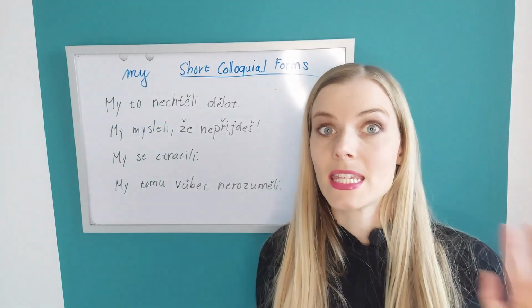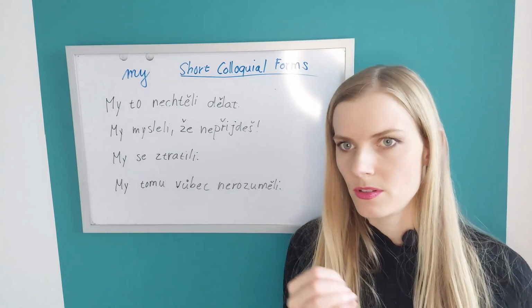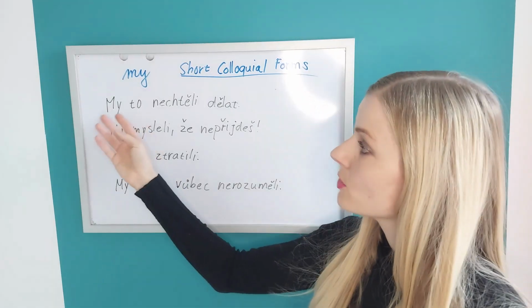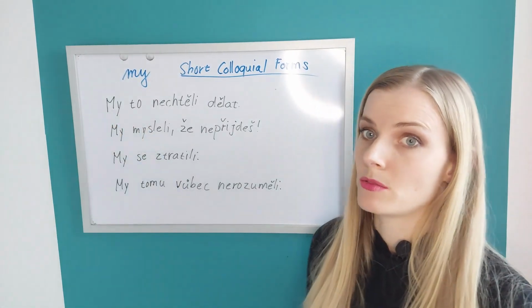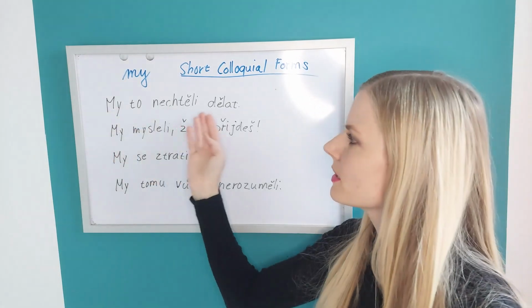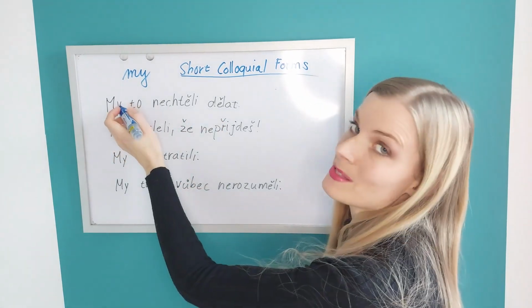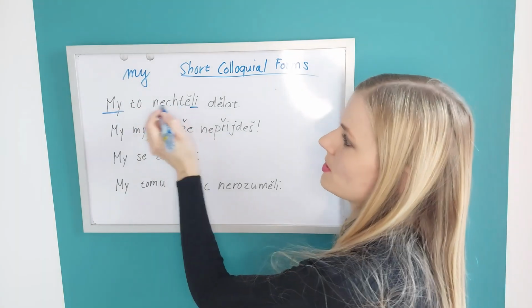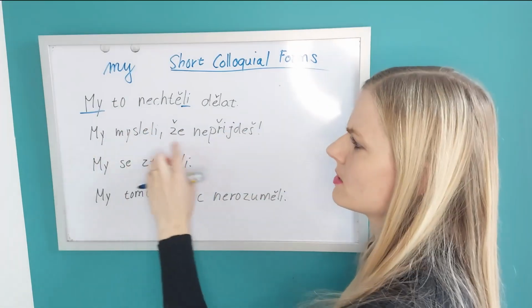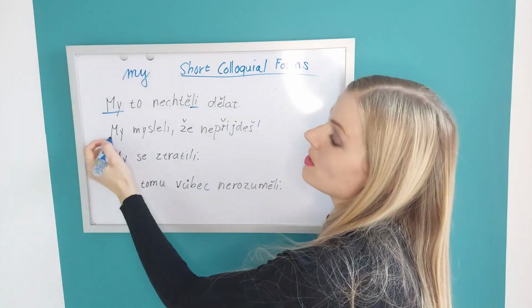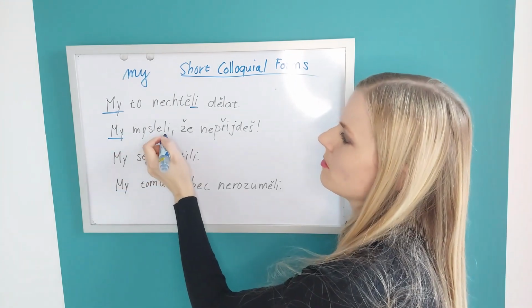It's the same like já. You just leave out the auxiliary verb jsme and you have to mention the pronoun. My to nechtěli dělat. Instead of my jsme to nechtěli dělat. We didn't want to do it. My mysleli, že nepřijdeš. We thought you were not coming.